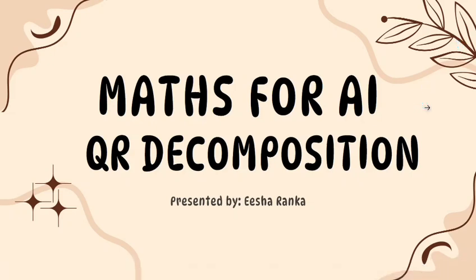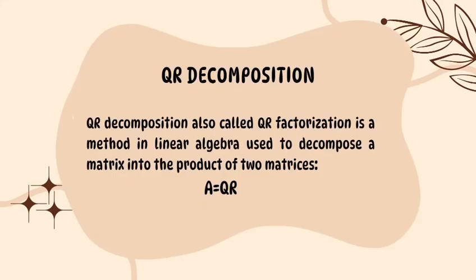So, in today's video, we're going to see about QR decomposition. So, what is QR decomposition? QR decomposition is a method in linear algebra used to decompose a matrix into the product of two matrices, that is Q and R, where Q is the orthogonal matrix and R is the upper triangular matrix.